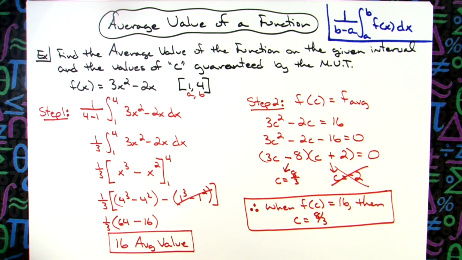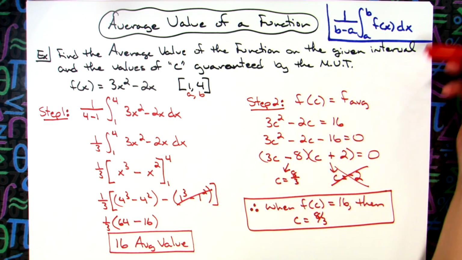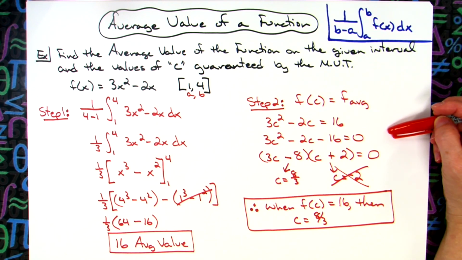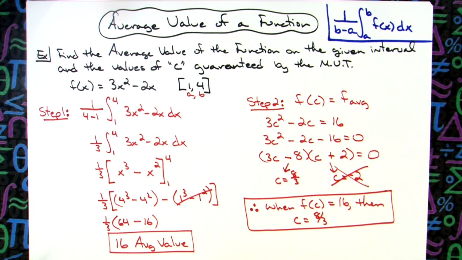So this is definitely a pretty straightforward Calc 1 class. About 3/4 of the way through the course, you'd be working on that average value of a function. The crucial thing is memorizing that formula and then understanding how you go about applying that in the theorem to be able to find the values of c that are guaranteed.